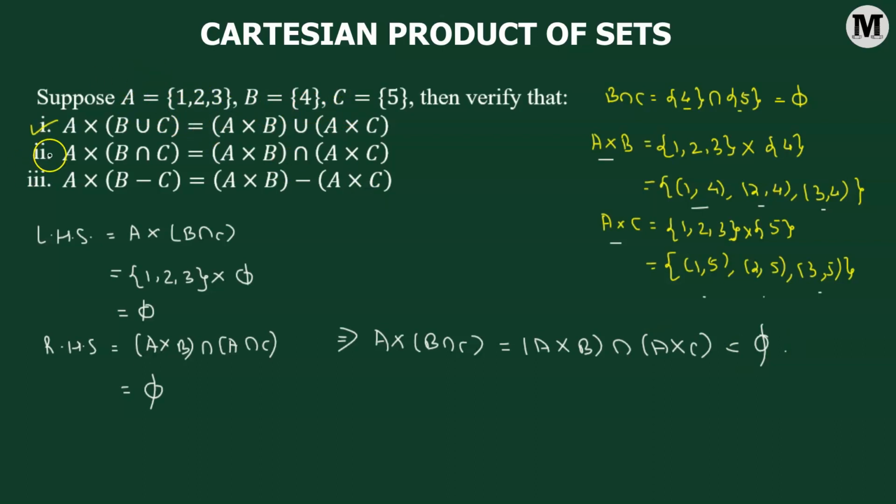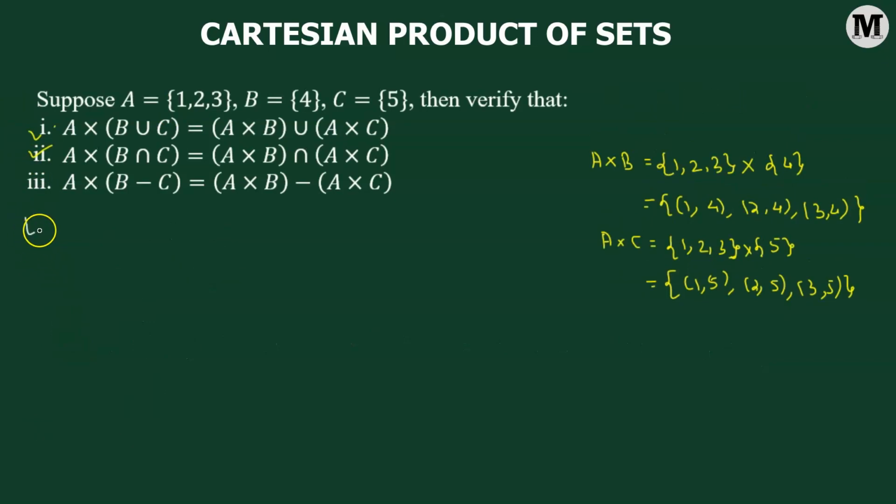Now let's go to the third part of the problem. Let us start from the left hand side. Now on the left hand side, we have the set A, its Cartesian product with B minus C. Okay, we'll need to find out B minus C. So what is the set B minus C? B minus C simply means let's take the element of set B, which is 4, and from here subtract the elements of the set C, that is 5. So B minus C means we only have to pick up those elements from the set B that are not present in the set C.